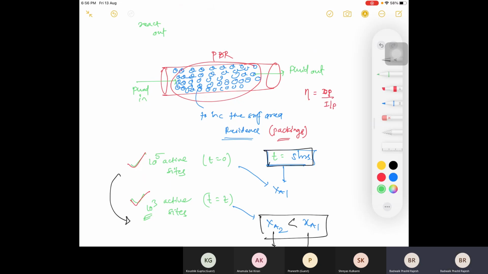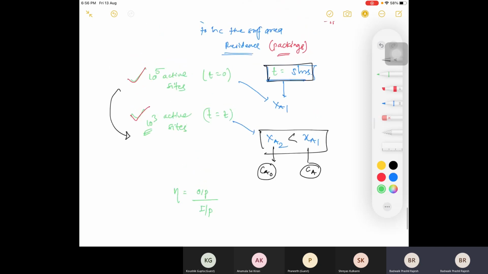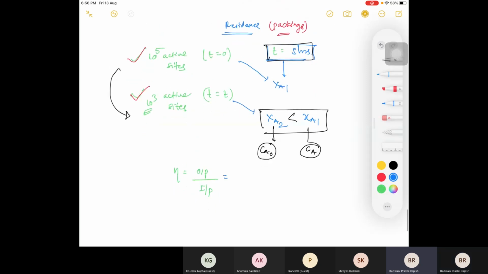Suppose initially I was putting 5 moles per second as my flow rate, and I'm getting 5 moles converted. I'll make one modification here. This is my efficiency: output divided by input. Here I'm defining output flow rate of product and input flow rate of reactant.